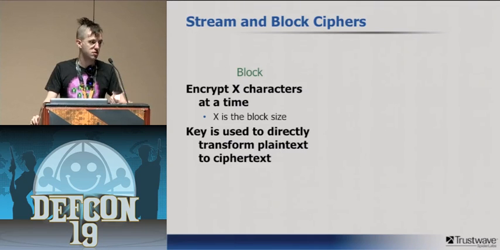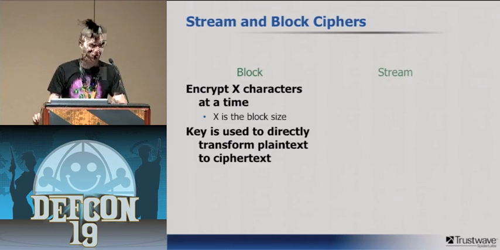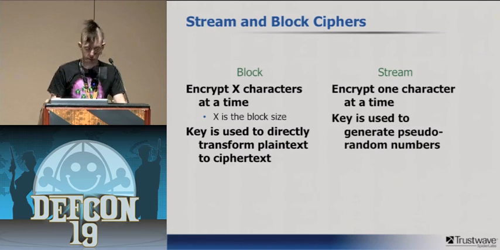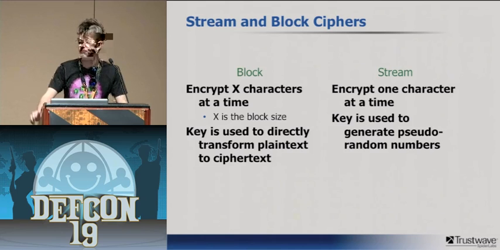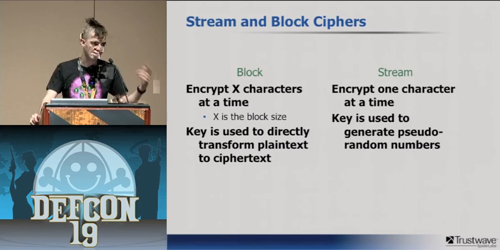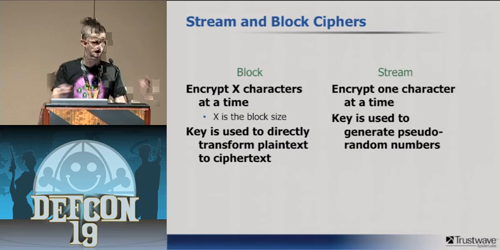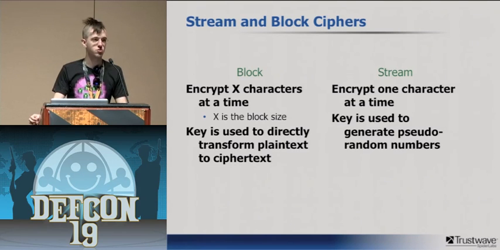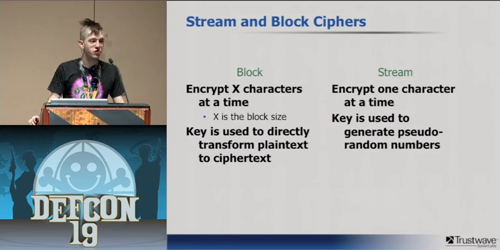So we can split the set of ciphers into stream and block ciphers. Now, if there are any cryptographers out there, maybe there's something else that I'm unaware of, and I apologize about that. But as for stream and block ciphers, with a block cipher, you take the message in chunks and encrypt each of them one by one. So the key is used directly to transform the plain text into the ciphertext. Whereas with stream ciphers, you're encrypting one character at a time, one byte at a time.